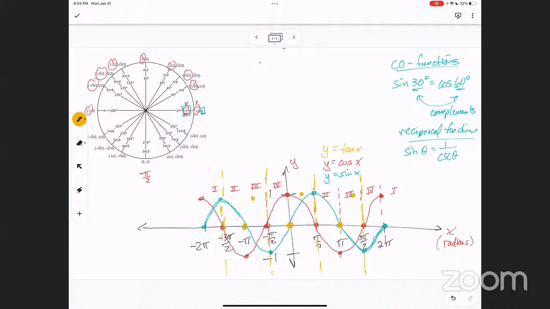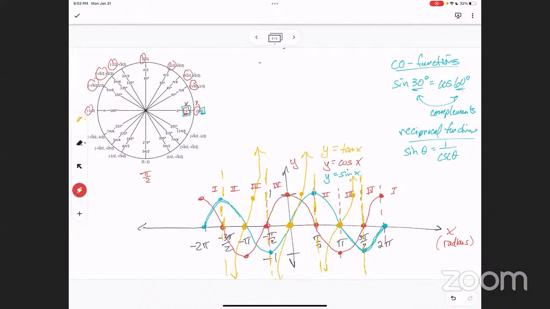You can see what happens on my tangent graph. It's going to go like this. It's going to approach up there. It's going to go down here. It's going to approach that asymptote and go down here. That's my tangent graph. Approach the asymptote, go down here.